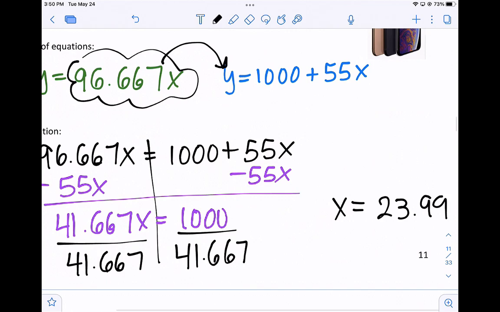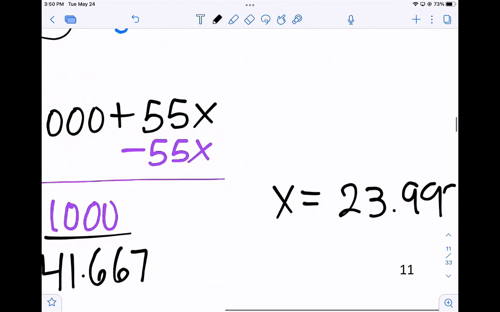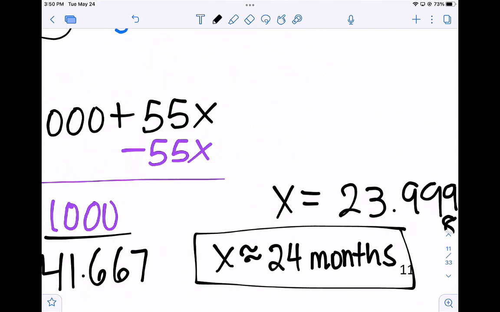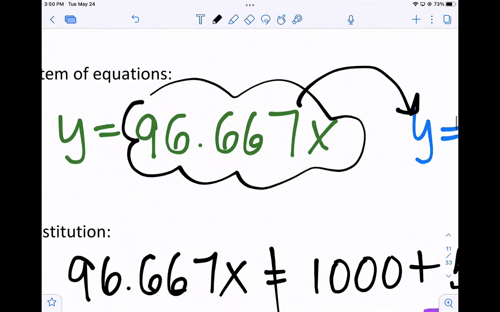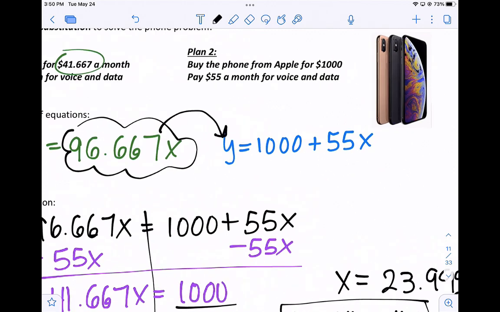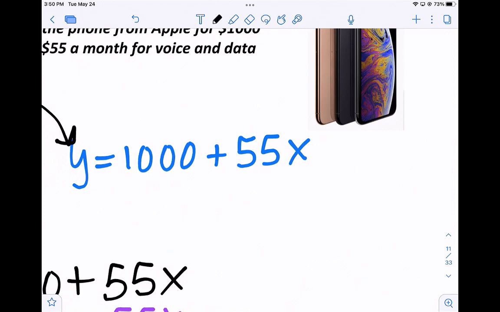Let me try it. 23.9998. Let's round that to 24. So what this means is at 24 months, both plans cost the same. So the first plan was cheaper until 2 years have passed, and then at 2 years you've paid the same amount for both plans. And after that, the second plan will be cheaper because it's only $55 a month.